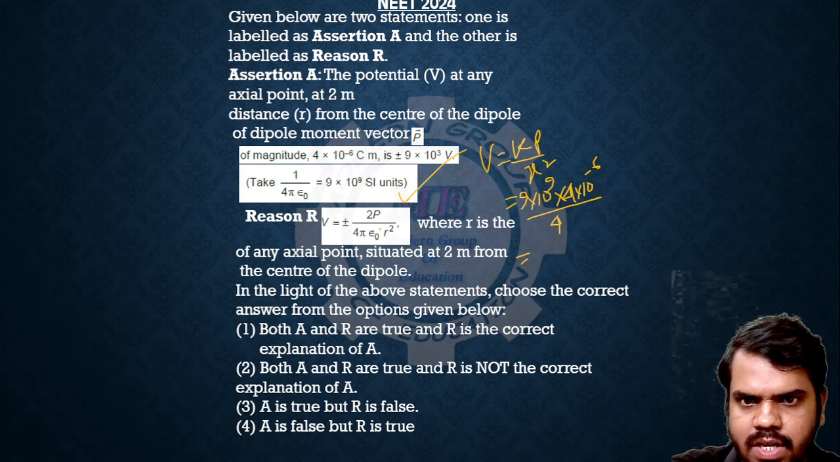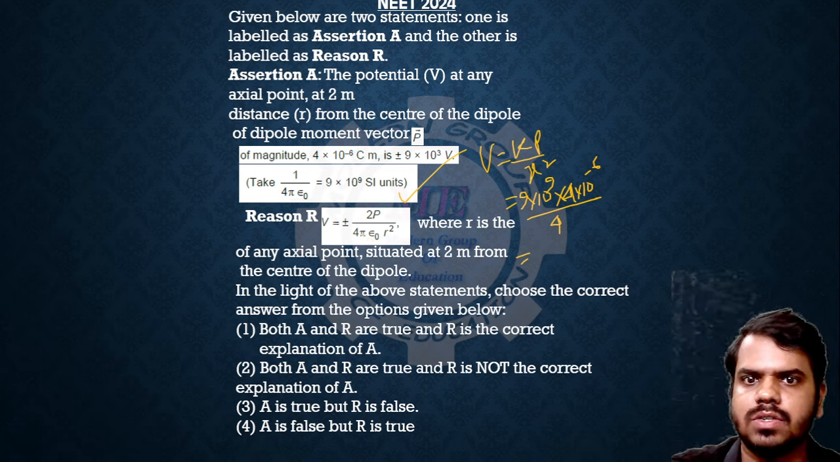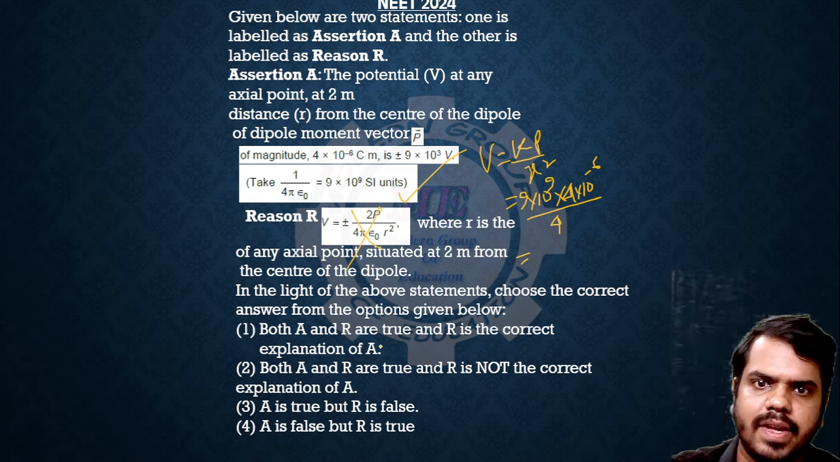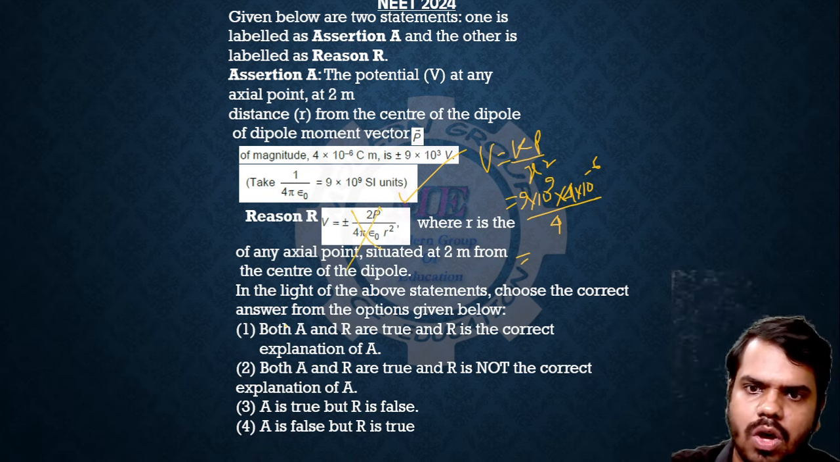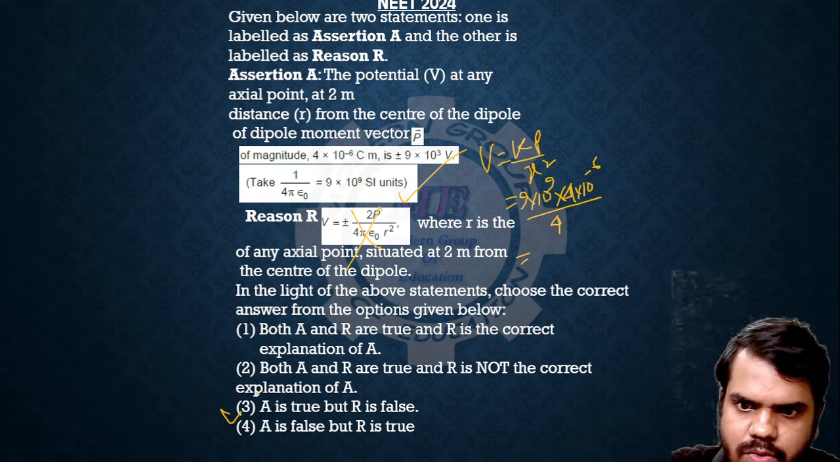And the reason is 2kp by x square. Here it is written 2kp by x square, but it is not 2kp by x square, it is kp by x square. So our reason is not true. Assertion is true. Okay, so A is true but R is false. Option 3 is correct.